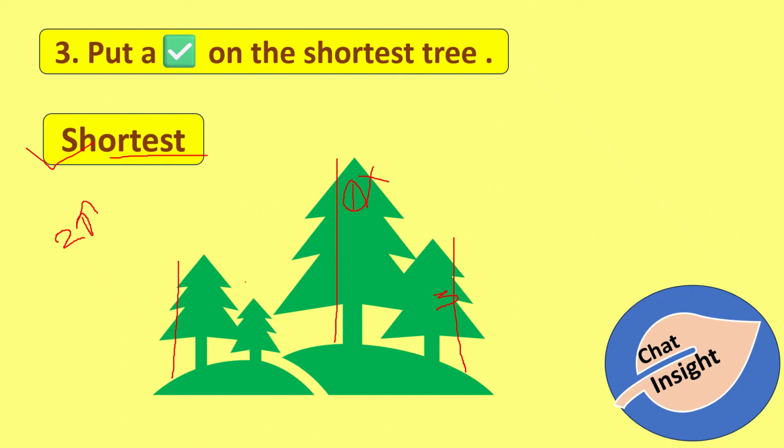And now I'm just erasing the rough work and just look here. Now look here in a proper way: we use a tick on the shortest, so it's our fourth tree. Okay, very good. I know you got it. All points from here.